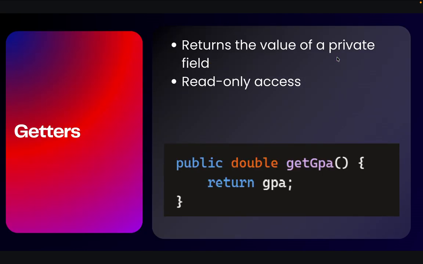Now your getter is going to return or get the value of a private field. So it's basically like read-only access. It's just going to return the value to you so you can see what it is. And here we have an example of that. You see it is accessible because it's public, and it's pretty much saying we need to get the GPA, and the only thing that it does is return the GPA value to the user.